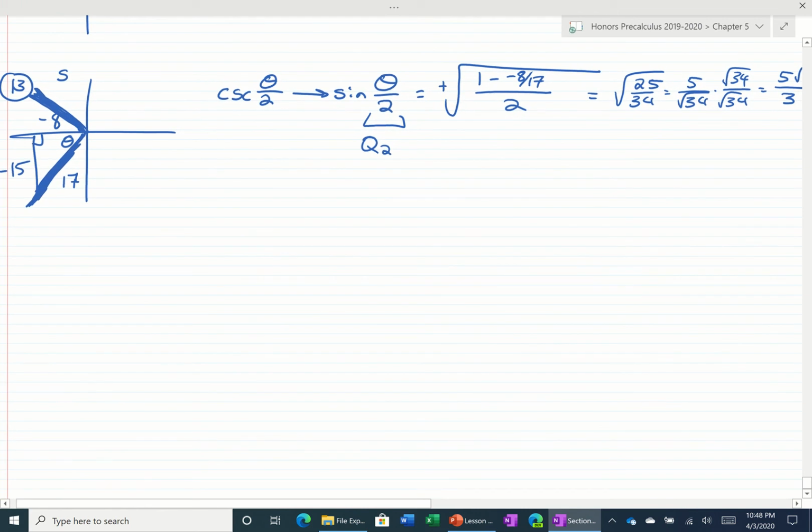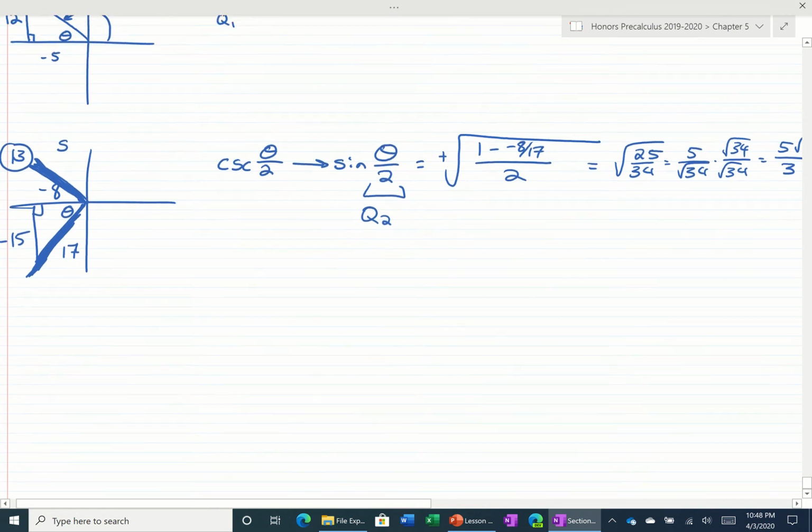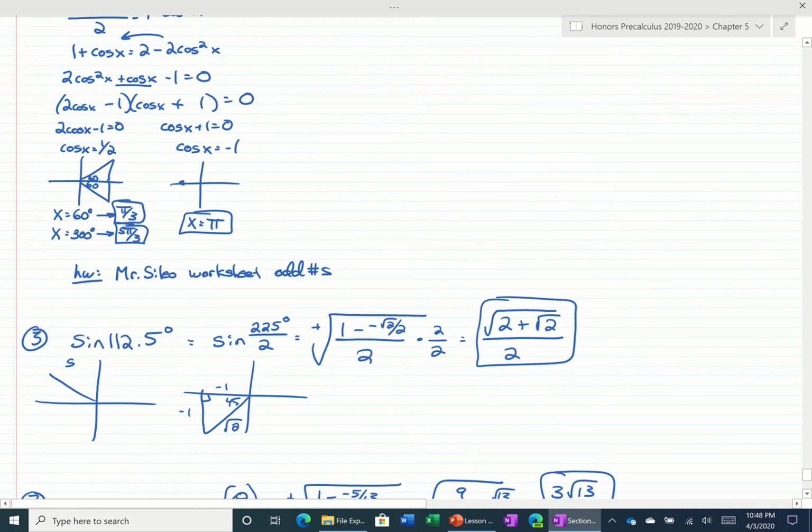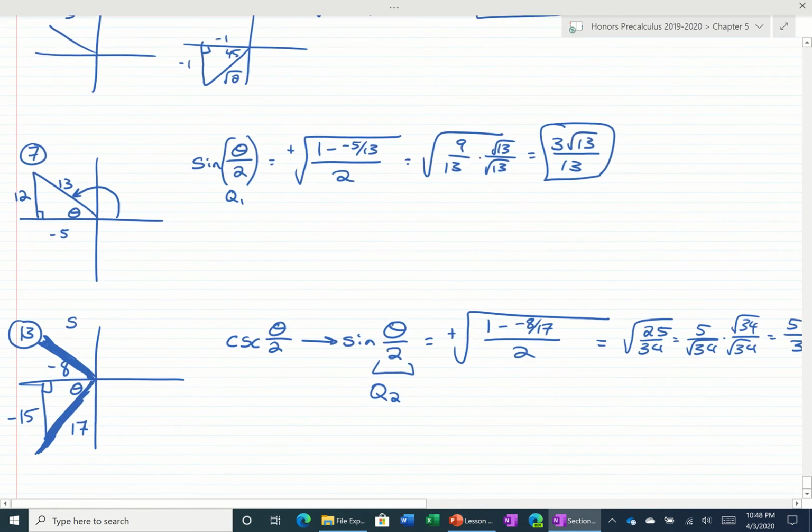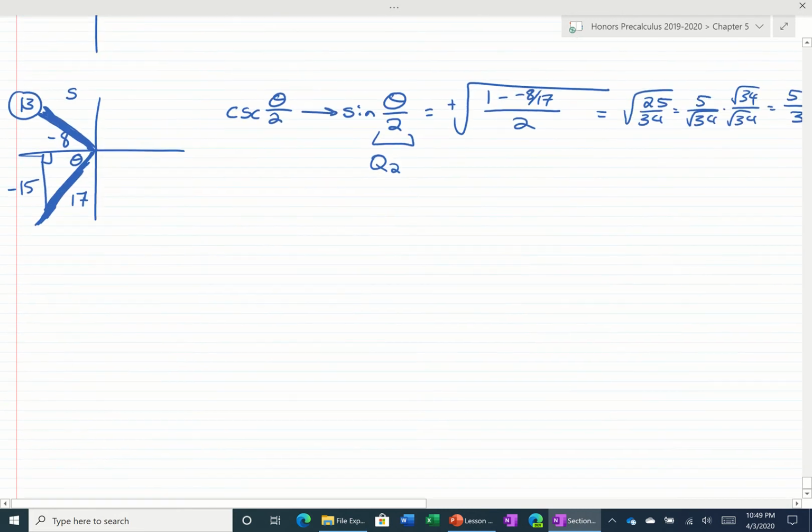All right, a couple more to go. Let me just make sure of something here. I asked you to do the odds, so we're doing 13. Okay, so on the back, I'm going to just pick one of the odd ones. I saw number 3 first, and then I'll do number 5.